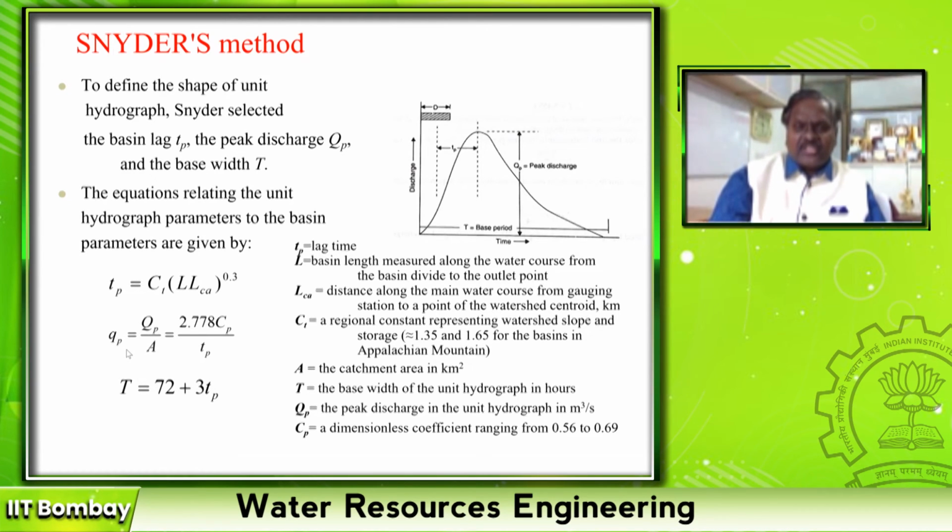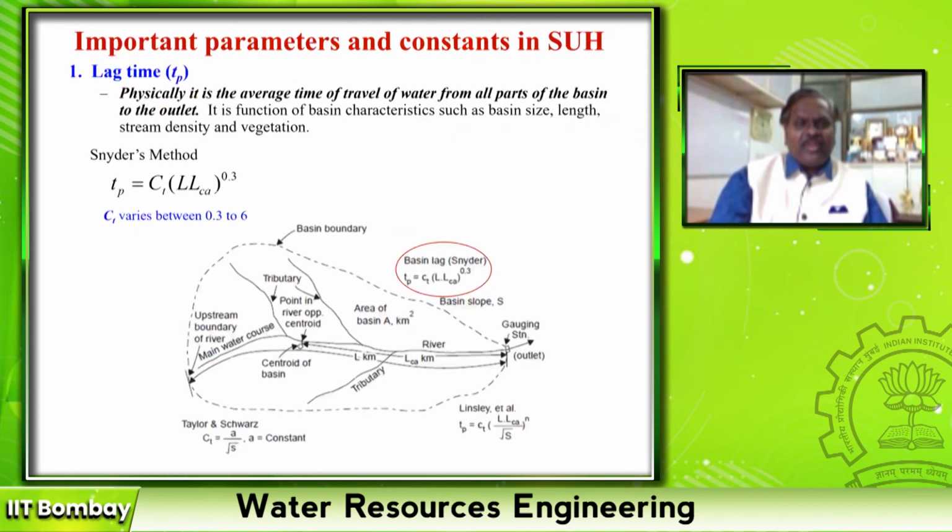For peak discharge, QP is nothing but 2.7 times CP, where CP is the regional constant for peak discharge, divided by time to peak. It is also found that the base time is 72 plus 3 times the time to peak. It's an empirical relationship. Now we will see one by one. First one, how to estimate.